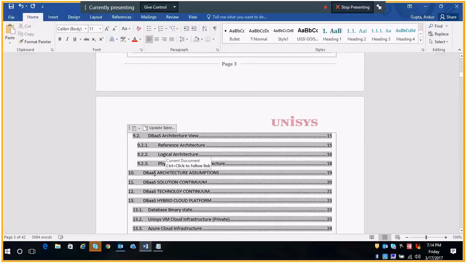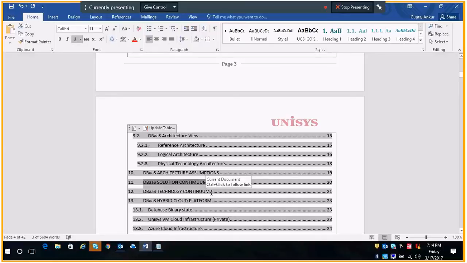Then we are putting in some DBAAS architecture assumptions. Then we have a DBAAS solution continuum, that okay, if we want to build this, what are my components as a solution that I am looking at, and you have seen that table. So it will give me a higher level understanding that these are my building blocks which will help me to build my CMP farm, so that we have all these things in place.